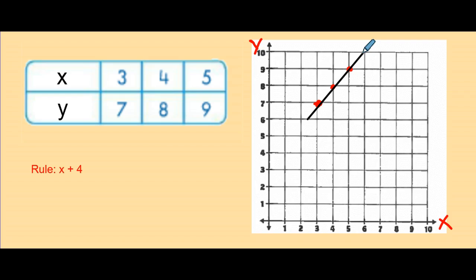So what could our relationship be? Well, according to this graph, it shows a relationship. When we look at the pattern table, we can use our rule to help us figure out a relationship. X is always 4 less than Y. Or we could say that Y is always 4 more than X.